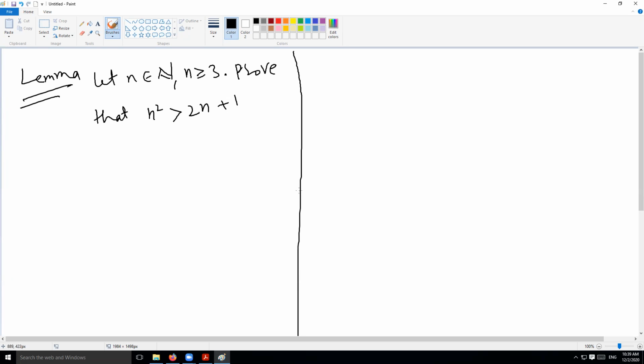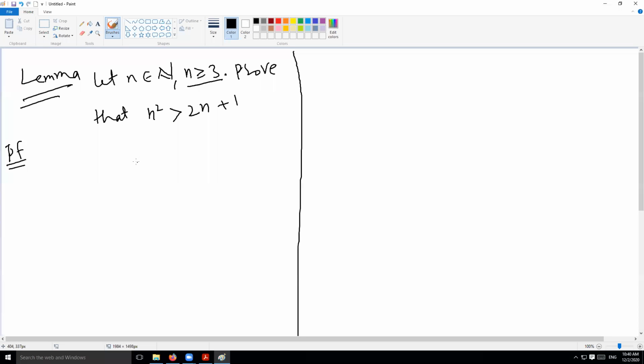Okay. Can you make sense of the statement? What is the statement saying? Take any natural number bigger than or equal to 3. Its square is always bigger than 2n plus 1. Okay. Is it making sense? So you take n equal to 3. You get 3 squared, which is 9, and 2 times 3, 6, plus 1, 7. So 9 is bigger than 7. Take n equal to 4. This is true. n equal to 5. This is true. The question is, can I prove this in general? The answer is yes. Why not? You can prove it through the principle of induction.